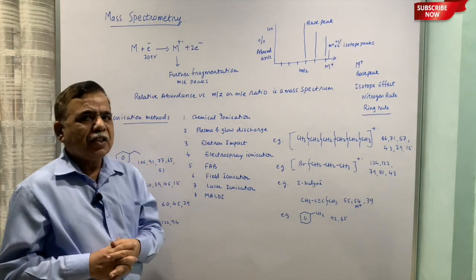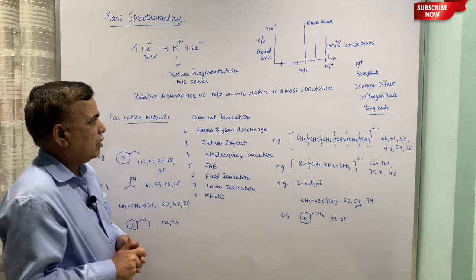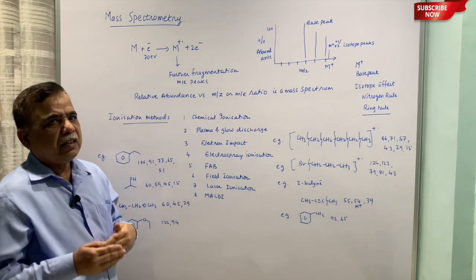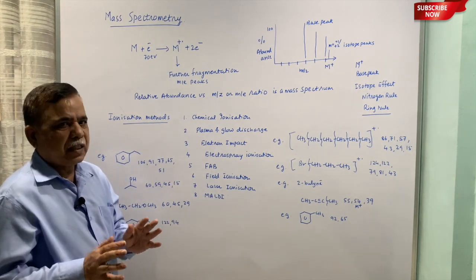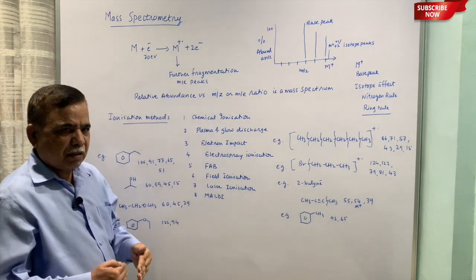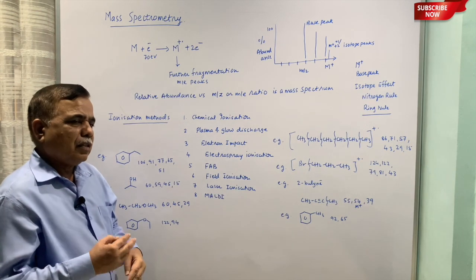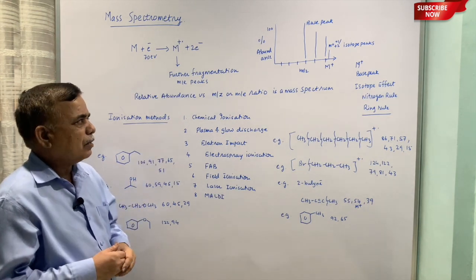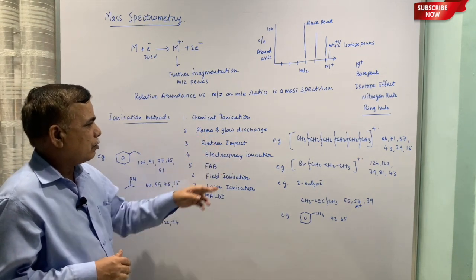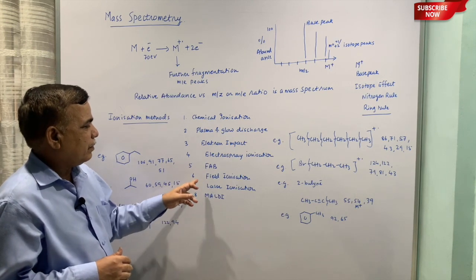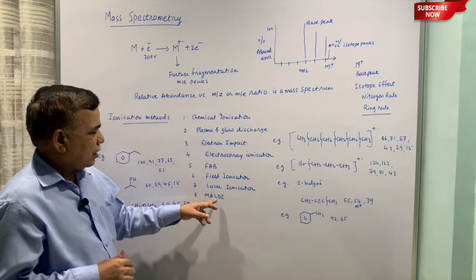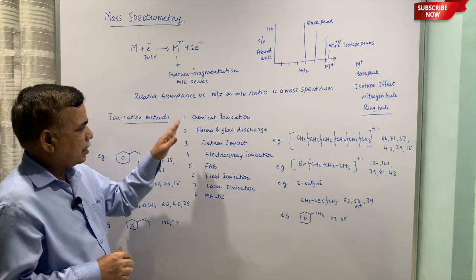There are different ionization techniques which are used, right from chemical ionization to MALDI. Chemical ionization, wherein a gas like CH4 is ionized first and then it is injected in the ionization chamber, wherein your molecule under investigation will interact with it and you get fragments, and those fragments are scanned. Plasma and glow discharge, electron impact, electrospray ionization, fast atom bombardment, field ionization, laser ionization and matrix assisted laser desorption ionization. Now these are some of the techniques.